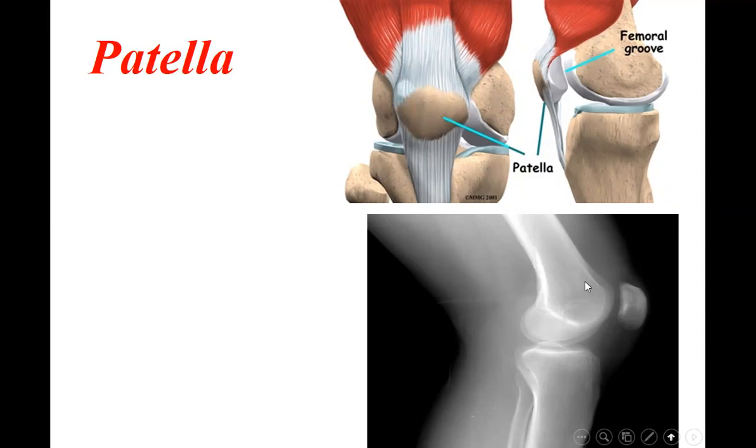If you see here, this is the side view, an X-ray taken from the side. You can see only the bones. You cannot see the muscle here. So you can see the patella, but not the muscle where it is present. Okay, so this is how it looks within the muscle tendon. So this is the muscle and this is the patella.